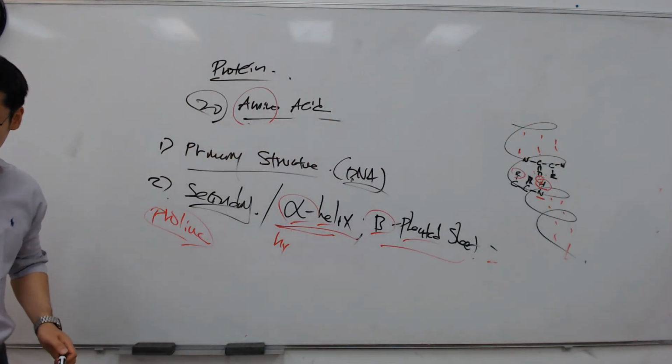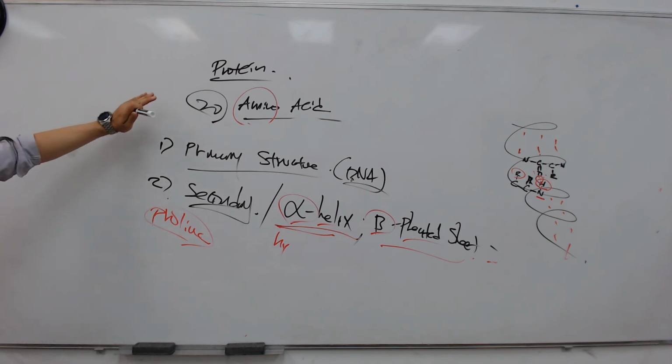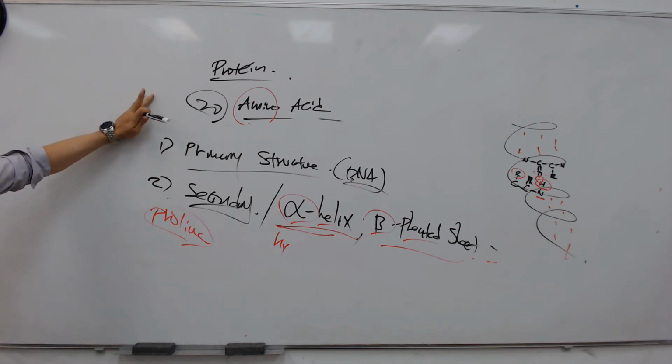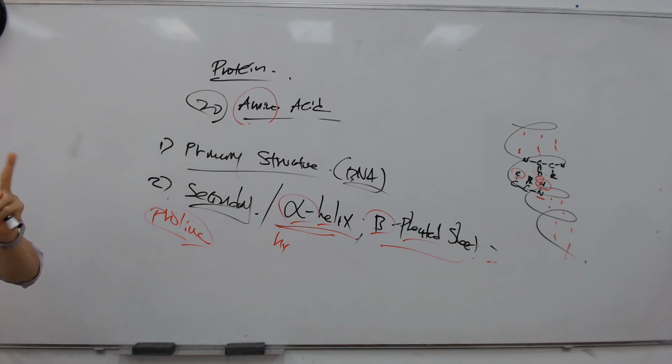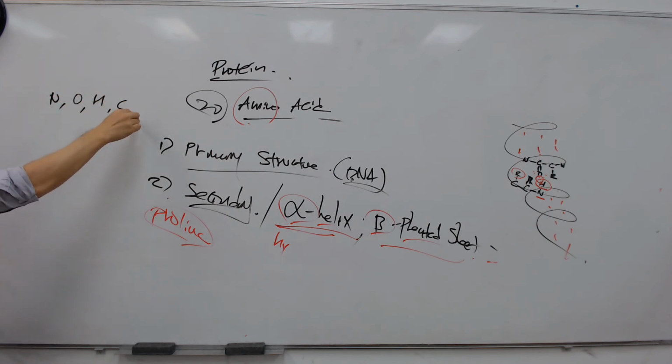Keep in mind, one thing to mention: there are 20 amino acids, and 2 of them have sulfur. Amino acids have nitrogen, oxygen, hydrogen, carbon, and some of them have sulfur.